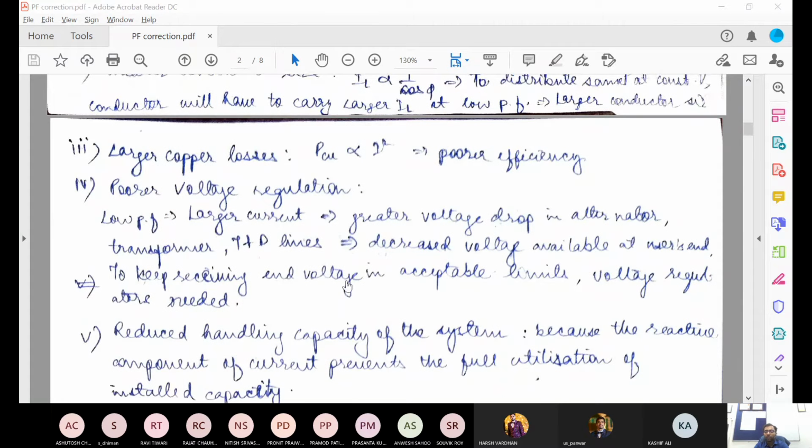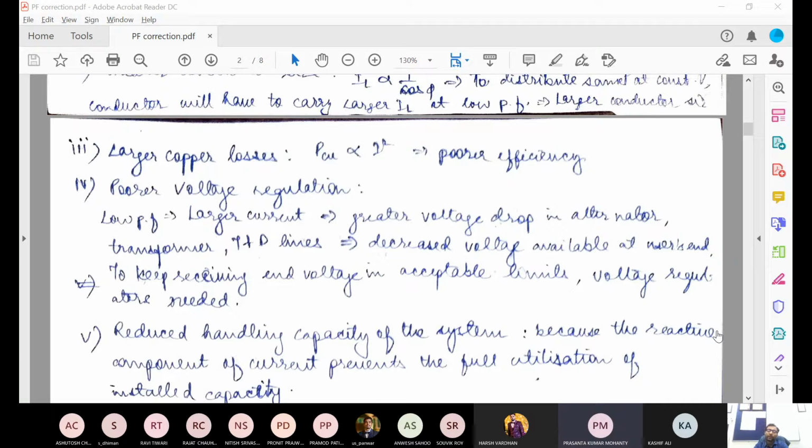Any questions or any discussion so far? Sir, this is Prashant. Yes, Prashant. Sir, is it for the distribution line only, or for transmission, distribution, any line?